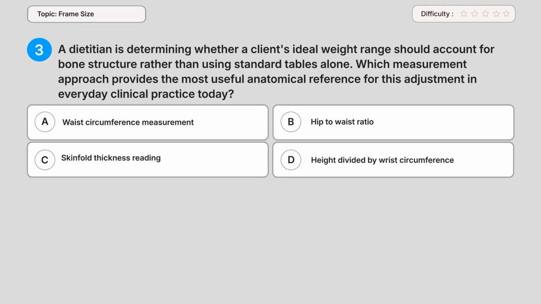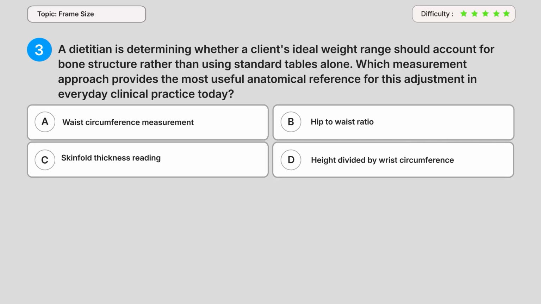3. A dietitian is determining whether a client's ideal weight range should account for bone structure rather than using standard tables alone. Which measurement approach provides the most useful anatomical reference for this adjustment in everyday clinical practice today?